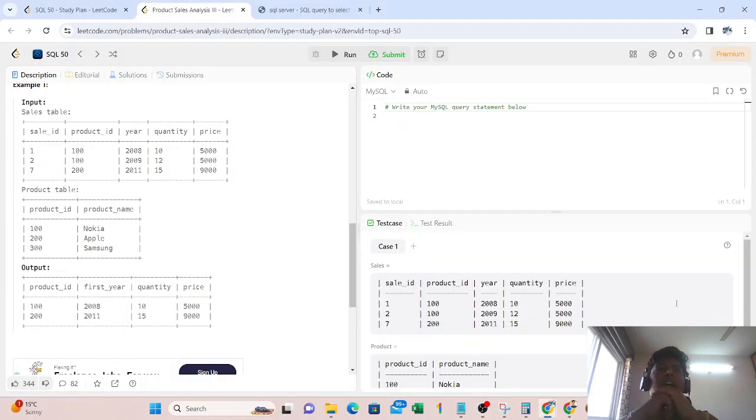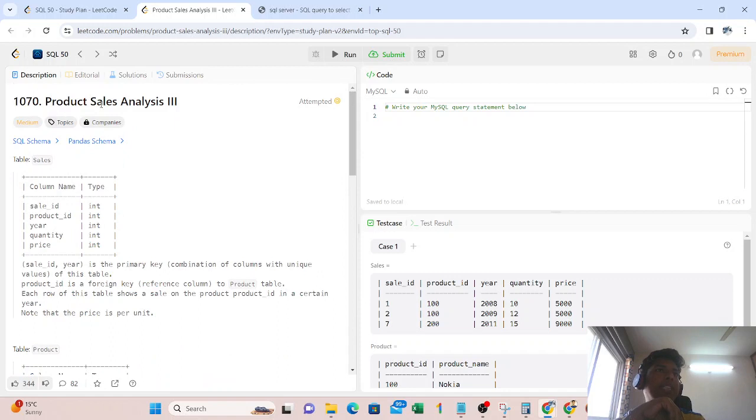Hello everyone, welcome back to the SQL section of Data Engineering with Animesh, and now we are going to solve question 16 in the SQL series. The question is Product Sales Analysis 3, and it is rated as medium difficulty on LeetCode. So let us see the question.